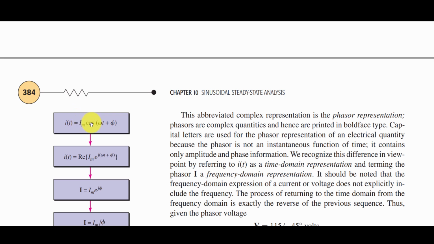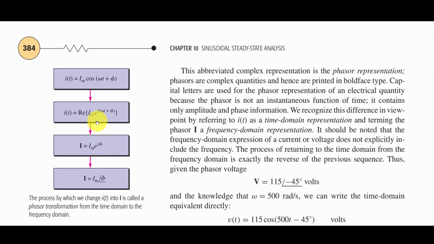And if it's Im cos(omega t + phi), we can represent this cosine as the real part of Euler's identity. We know that Euler's identity has a cosine part and a sine part. So cosine is the real part, so we can write the real part of Im e to the power j(omega t + phi), and then the real part of Im e to the power j omega t times e to the power j phi.